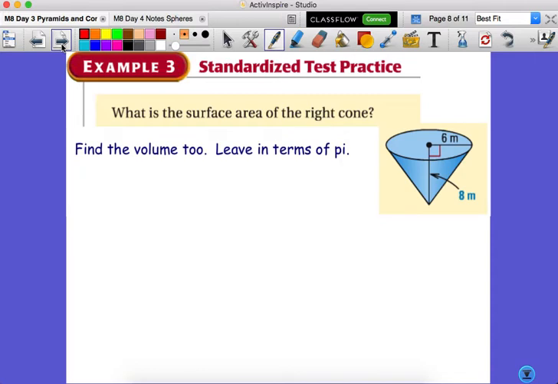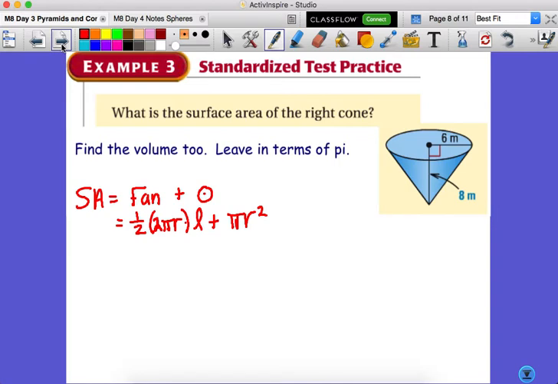So let's look at what we have. Our surface area is what we're looking for here. For surface area, we have that fan shape plus the circle on the bottom. Remember, for the fan shape, we're going to use 1/2 the circumference times the slanted height. I'm going to change that to that cursive L to mean the slanted height, plus pi r squared. Breaking that down, 1/2 of 2 is just 1, so we're going to rewrite this as pi r slant height plus pi r squared.